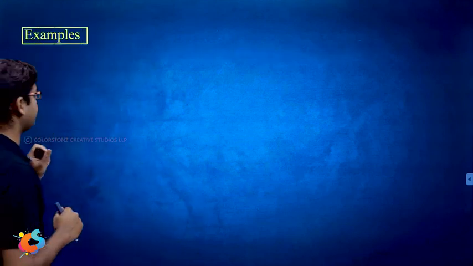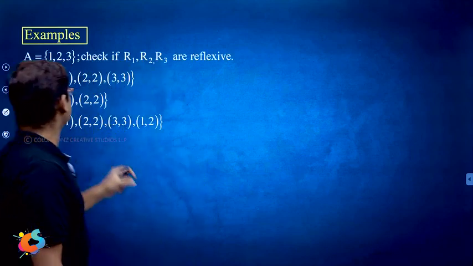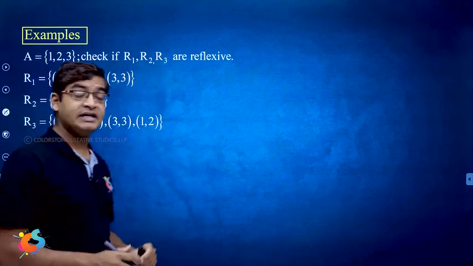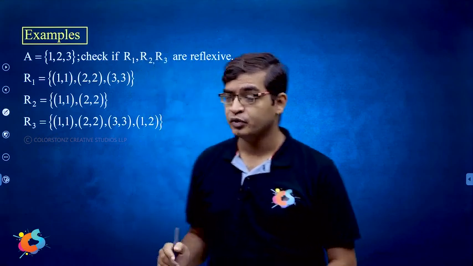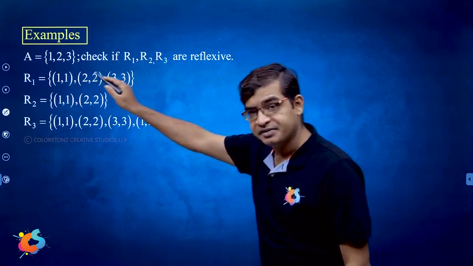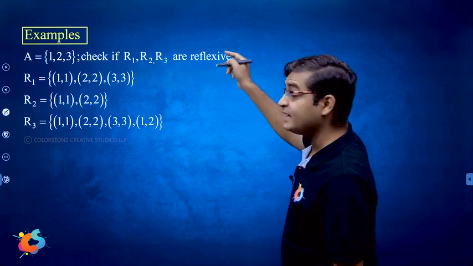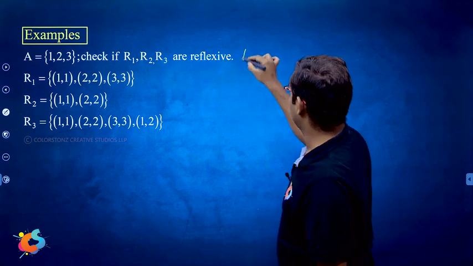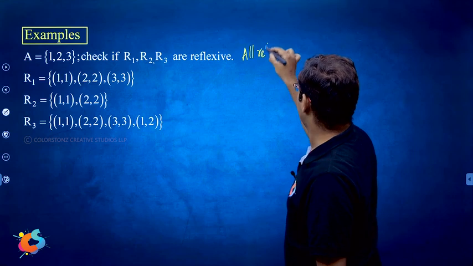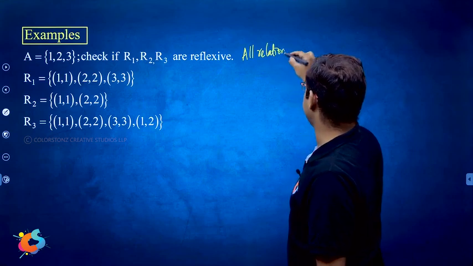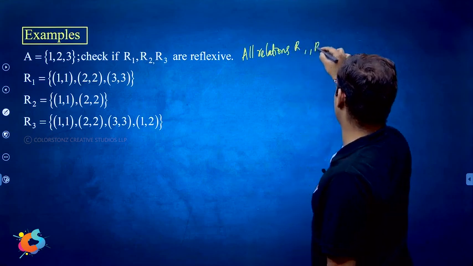So let us go to the example and let us understand. We have to see if each of these relations is reflexive or not reflexive. So here we have set A containing elements 1, 2 and 3, and all of these relations are defined on A. Okay, so here check if R1, R2, R3 are reflexive. All relations R1, R2, R3 are defined on A.